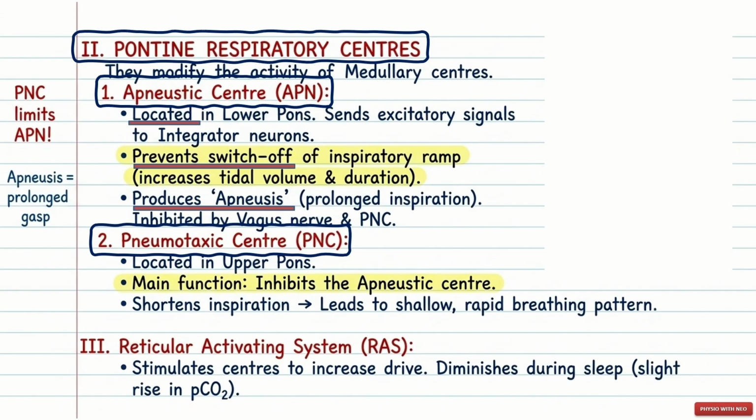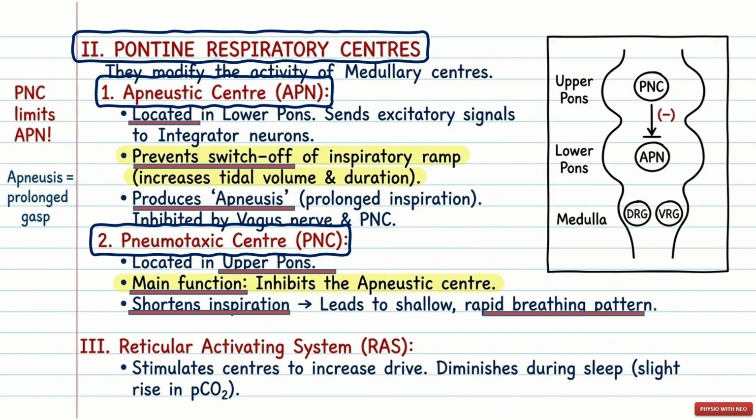Whereas pneumotaxic center, it acts like a brake. It is located in upper pons, and its main function is it inhibits the apneustic center. So it shortens the inspiration, which leads to the shallow, rapid breathing pattern. You can see from the diagram, in upper pons we have pneumotaxic center, and in lower pons we have apneustic center. Brakes above the accelerator.